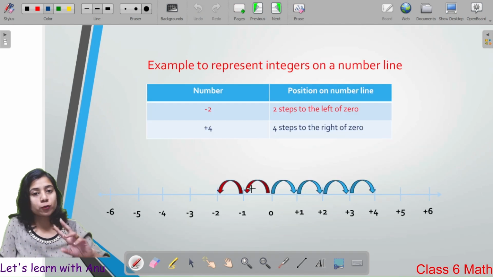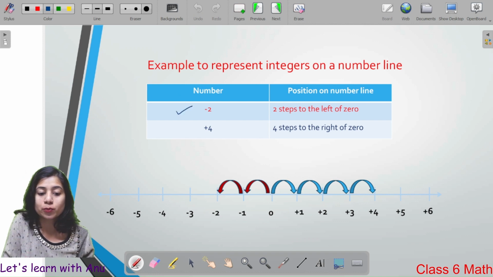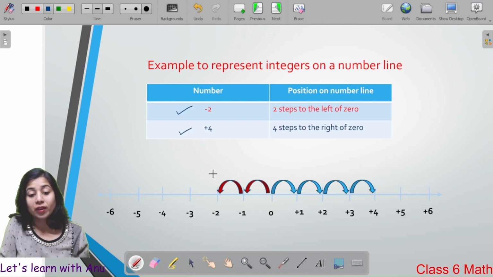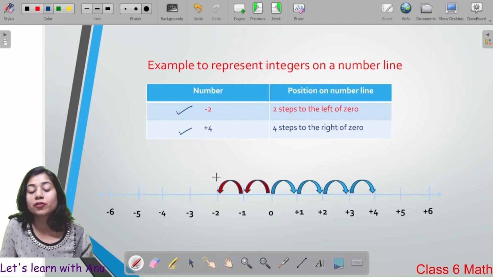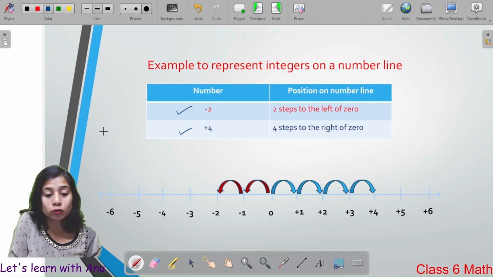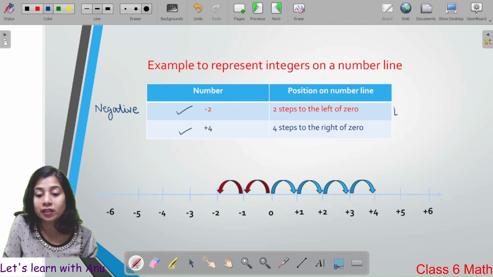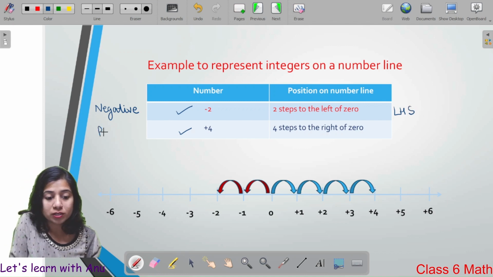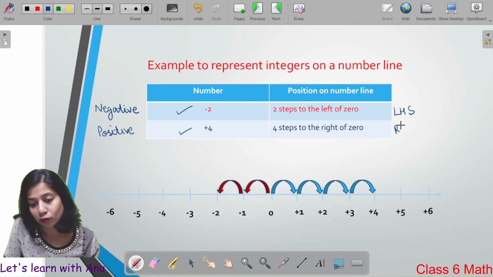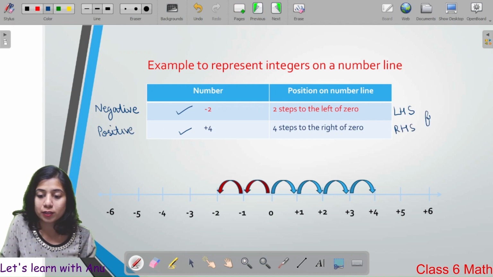So here we have to represent two numbers. That is, one is -2, other is +4. Negative numbers, please, it's very important to understand, class. Remember that if we have to plot a negative number, we will move in which direction? Negative number means we will move to the left-hand side from 0. If we have a positive number, we will move in the right direction from 0.